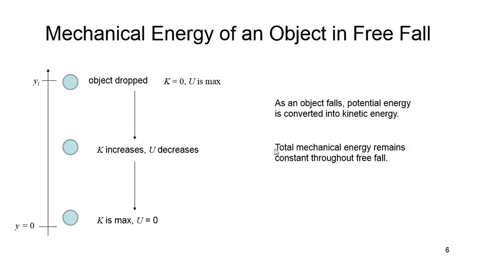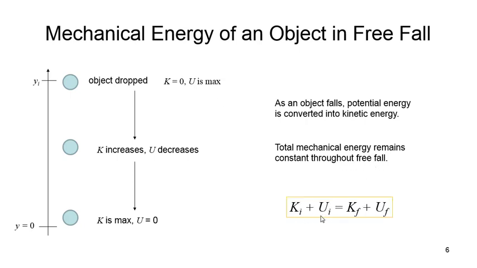And as it turns out, and we'll explain this a little bit more later, the total mechanical energy, remember that variable E, total mechanical energy, which is K plus U, remains constant when the object is in free fall. So if the object loses 5 joules of potential energy at this point, it will have gained 5 joules of kinetic energy at this point. Exactly how much potential energy it loses is exactly the same as how much kinetic energy it's gaining, so that the total of K plus U remains constant.